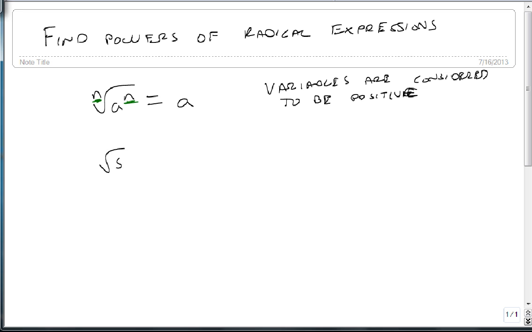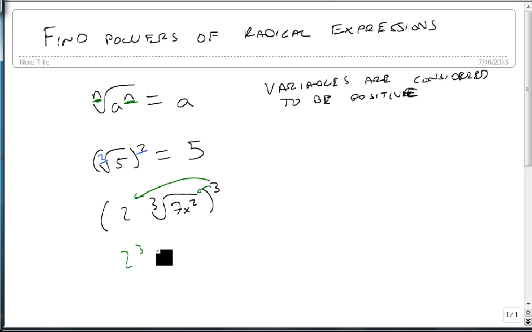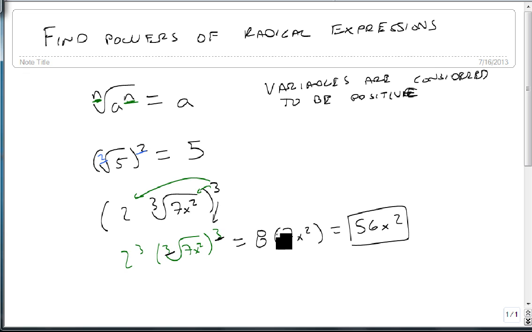So for instance, if I have the square root of 5 and I square that, since there's a hidden 2 here, the 2's match, and I'm left with just a 5. If I take 2 cube roots of 7x squared, cubed, I start by distributing the cube through. So I get 2 cubed times the cube root of 7x squared, cubed. 2 cubed is 8. The cube root of 7x squared cubed, since the cubes match, just becomes 7x squared. 8 times 7 is 56x squared. So this whole thing turns into 56x squared, just because the cubes matched.